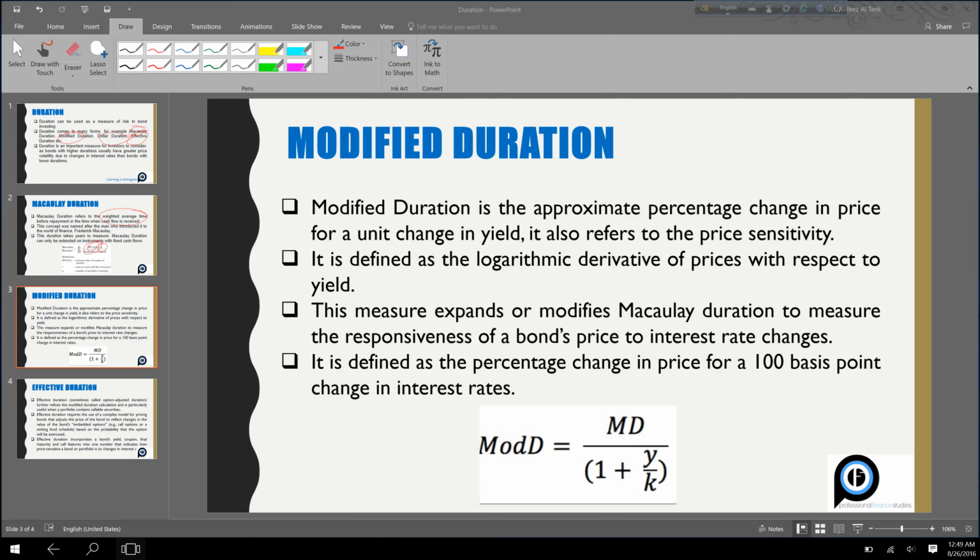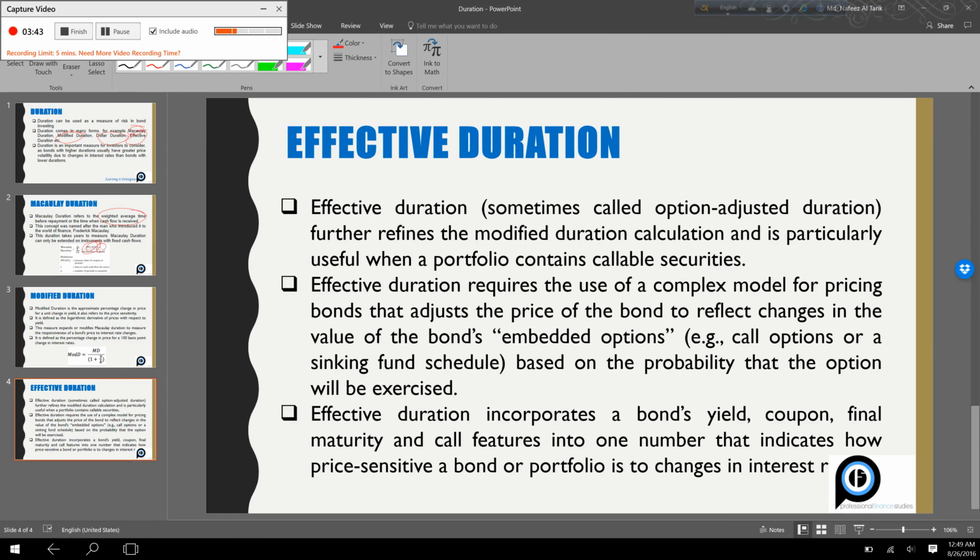Another measure of duration is the effective duration, which is sometimes called option adjusted duration. This is used when in your portfolio there are other complex bonds like bonds with embedded options such as call options or put options. Effective duration requires the use of a complex model for pricing bonds and adjusts the price of the bond to reflect the changes in the value of the bond's embedded options. So effective duration incorporates a bond's yield, coupon, final maturity, and call features. All these combine into one number that indicates the price sensitivity of a bond or bond portfolio to changes in the interest rate.